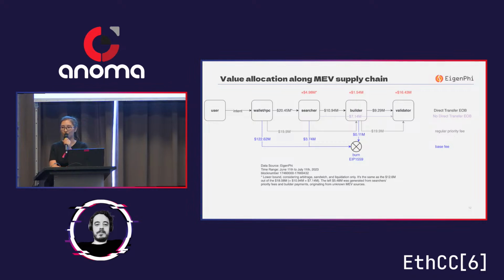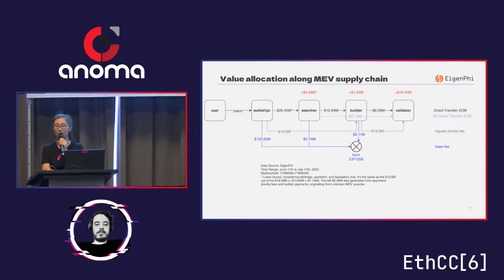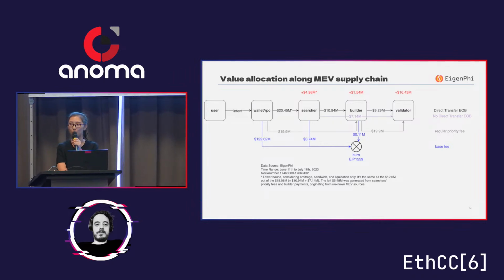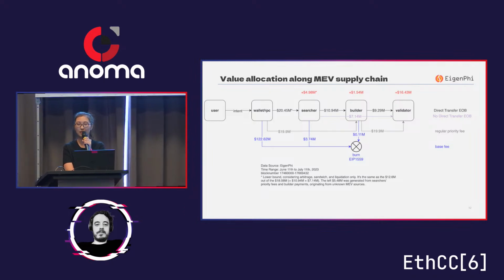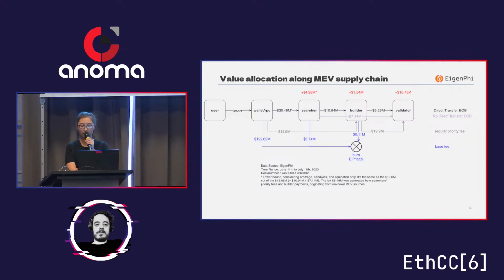The builders can only keep about $1.5 million, and the validators are the ones that keep the most MEV rewards, around $16 million. Here I have marked the transfers with different colors, black and purple, depending on whether there is a direct transfer at the end of the block from the builder to the validator. According to Flashbots' definition, the transfer from the block builder to the validator is considered typical MEV-Boost behavior.